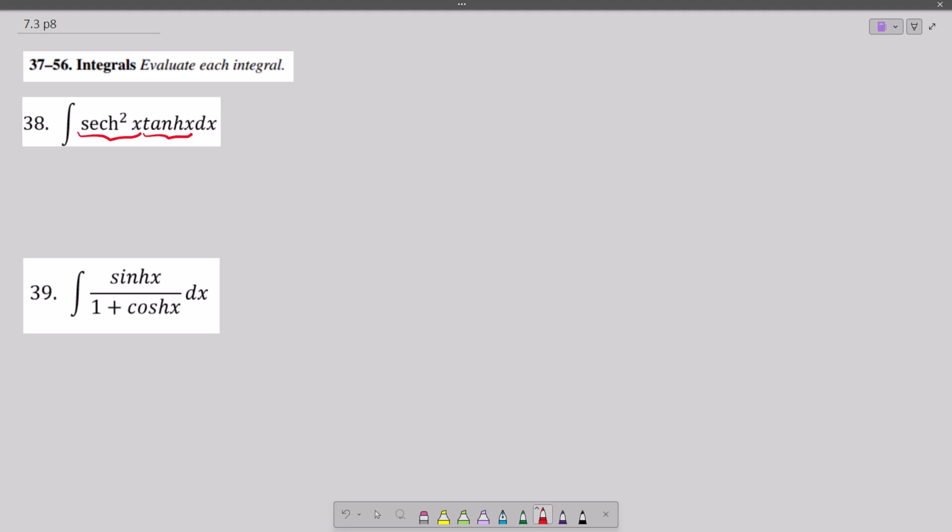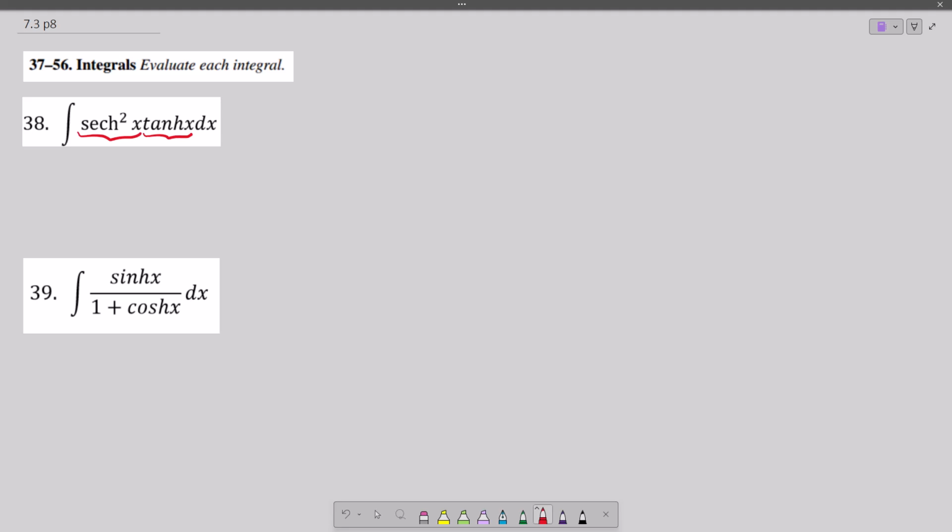So there are actually two choices here that both will work just fine. When I look at it separated the way I have the red, I say, oh, well, tanh's derivative is sec squared. The derivative of tangent is secant squared. The derivative of tanh is sec squared. So that would be a natural choice for you.